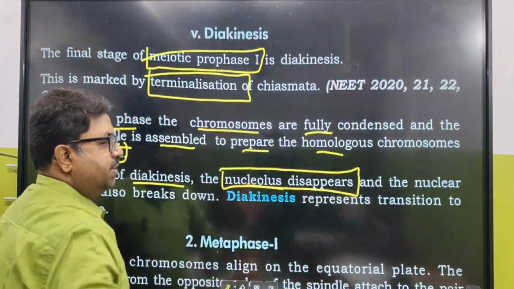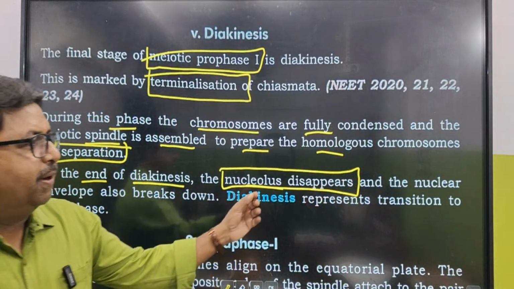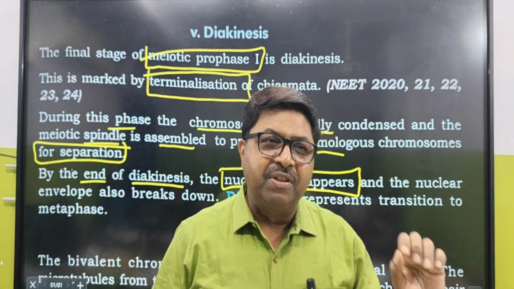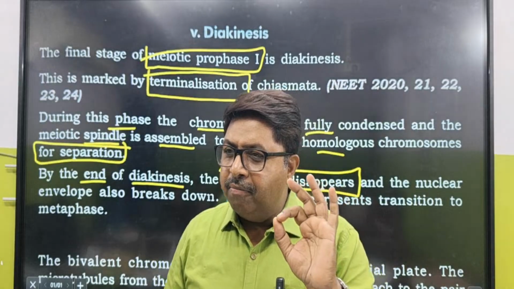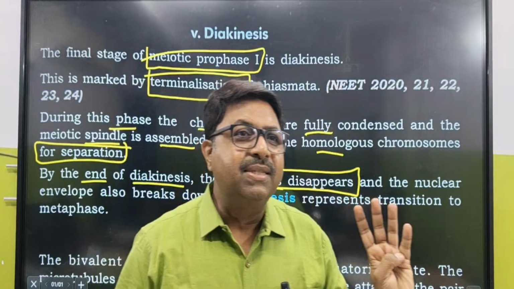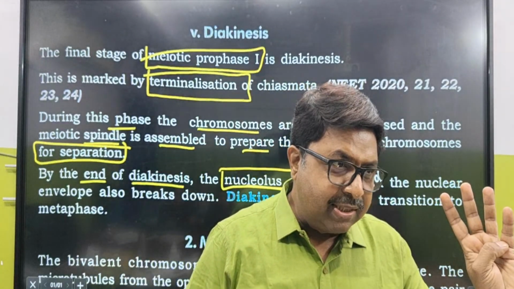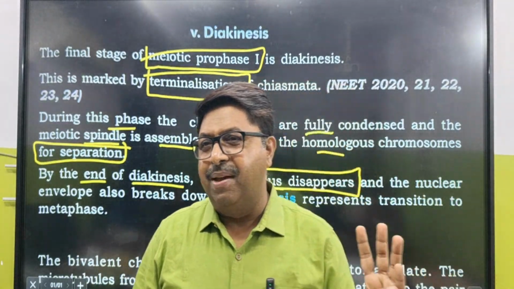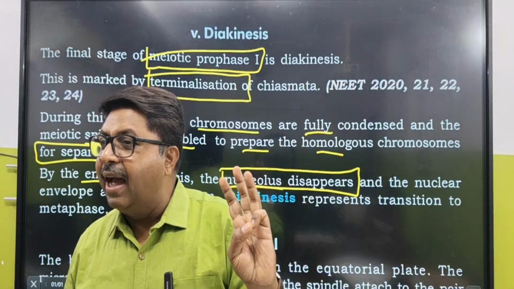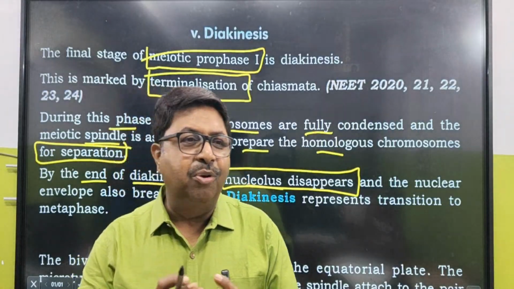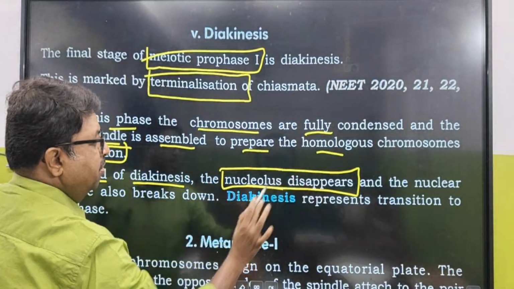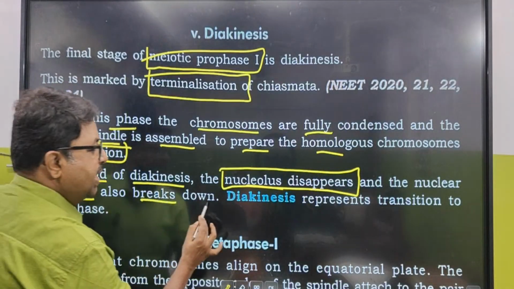Tell me, Varun, when we talk about prophase of mitosis, what happens? The nuclear membrane starts disappearing. Nucleolus starts disappearing. Endoplasmic reticulum, Golgi body, they start disappearing. And the centriole starts moving to the opposite poles. Remember, the same thing occurs over here. Nucleus disappears and the nuclear envelope also breaks down.